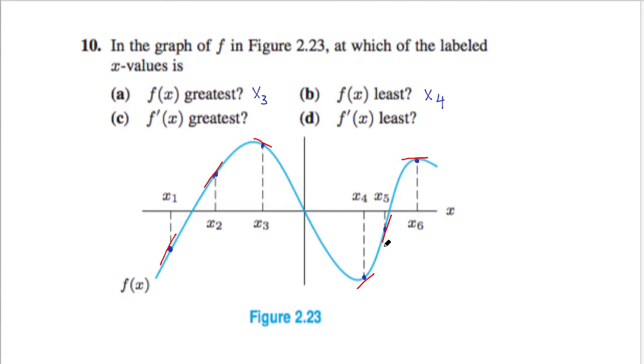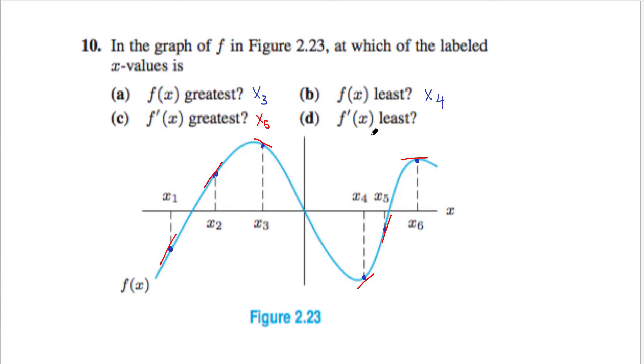So if we look at these, I see that really between x5 and x1, you have a very steep slope. In fact, I would say that x5 is the steepest part of the line. So it would stand to reason then that the derivative at x5 is the greatest.